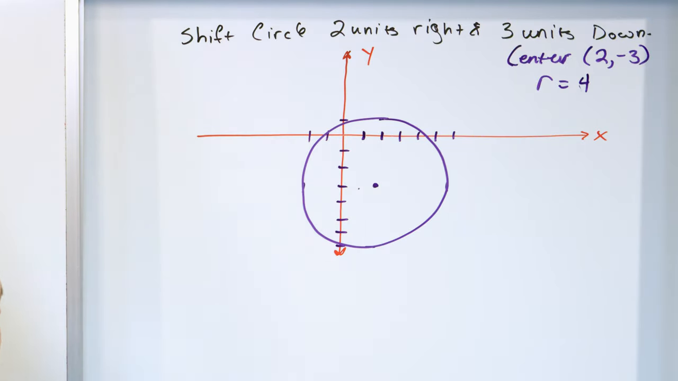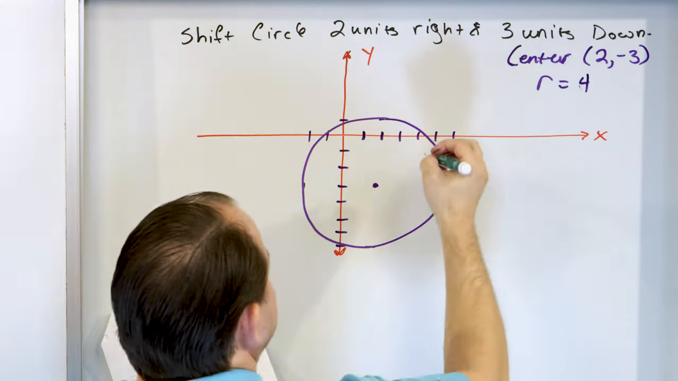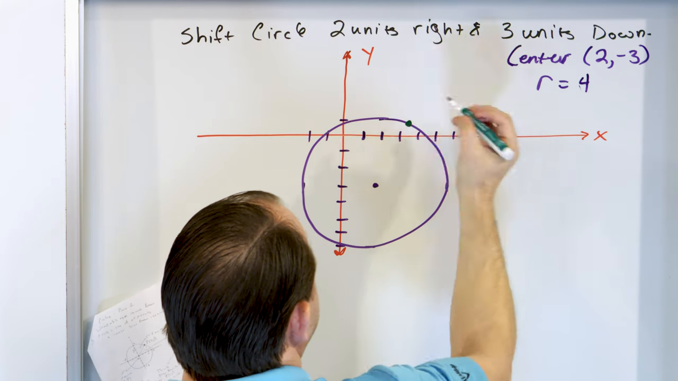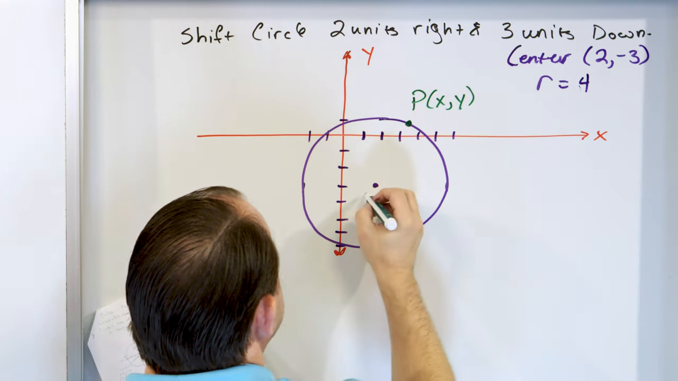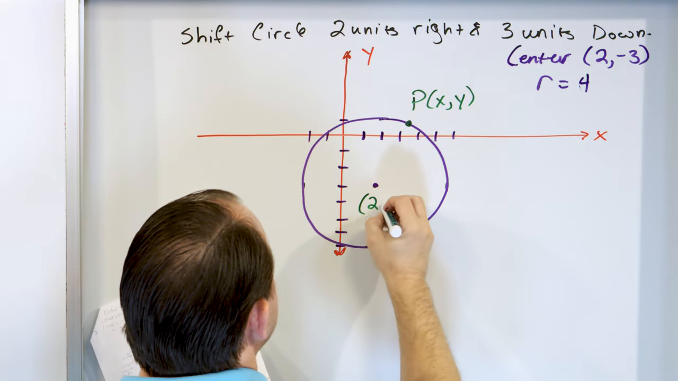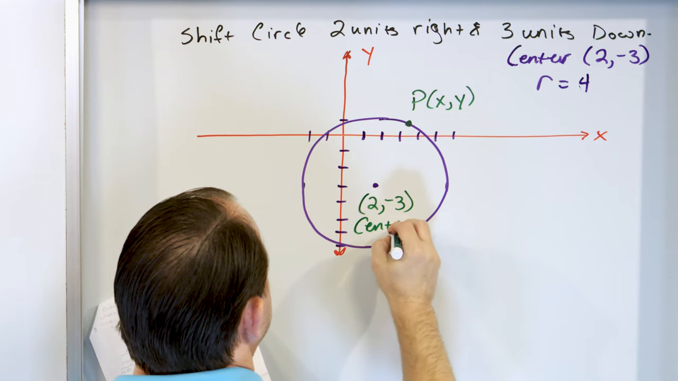So how would I go about figuring out what happens here? Well, we do the same kind of thing. We pick a point on the circle. Let's call it this one. Let's call it point P. It's got X, Y. The center here is now at 2, -3. That's what the center of the circle is, right?